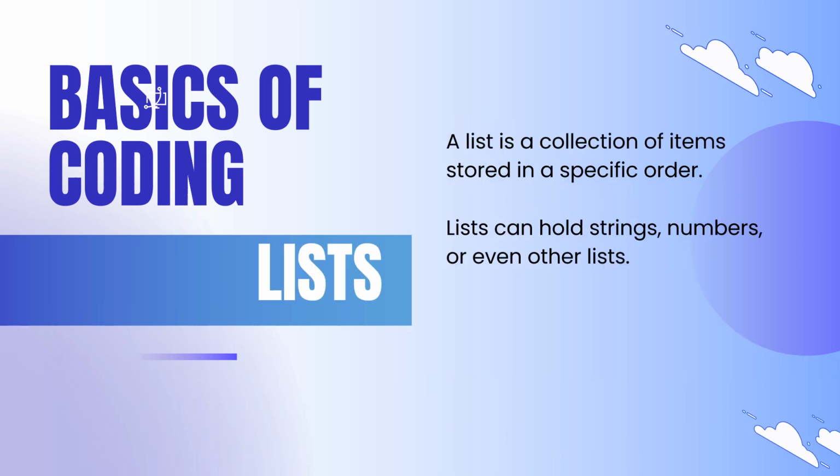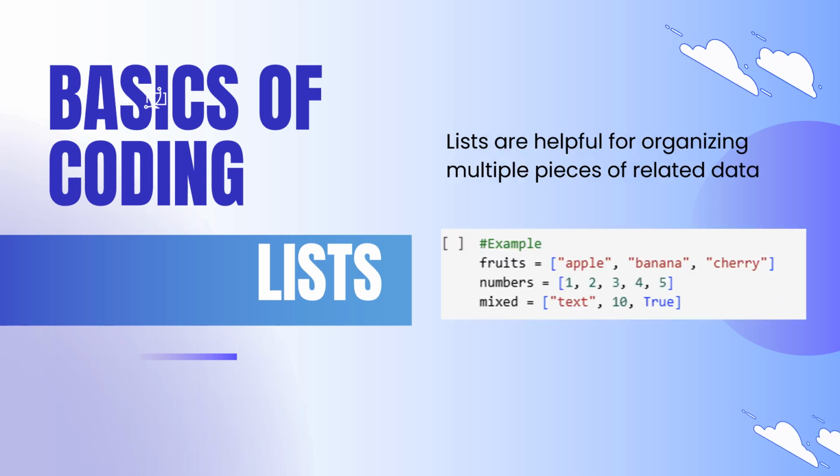Another data type in Python is called a list. A list is a collection of items stored in a specific order. Lists can hold strings, numbers, or even other lists. Lists are helpful for organizing multiple pieces of related data.